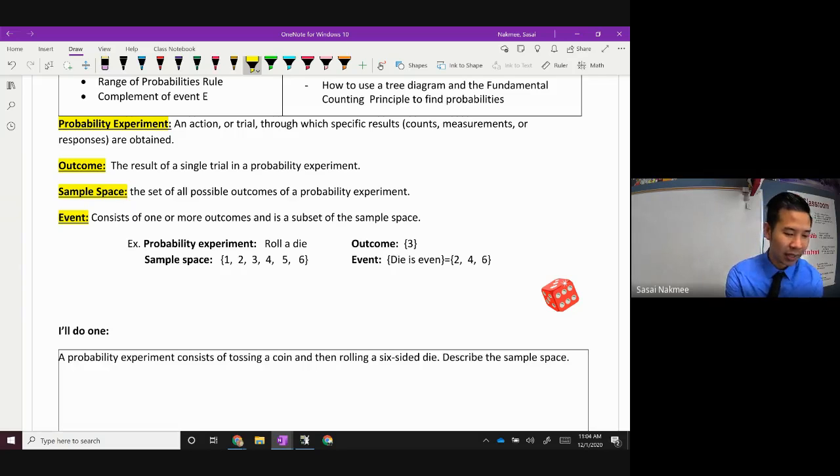So you want to make a bet with your friend and say, hey, I bet you this die is going to come up even. So that means that the event that you care about is 2, 4, and 6. That means your friend would care about the event that the die comes out odd, which is 1, 3, and 5. All of which are part of your sample space.